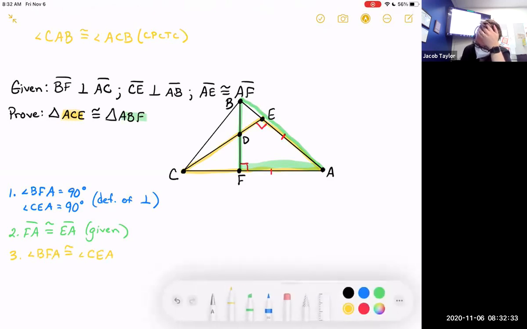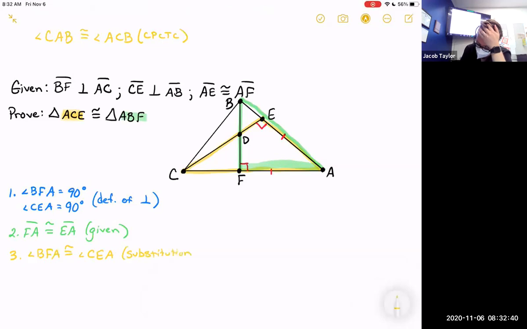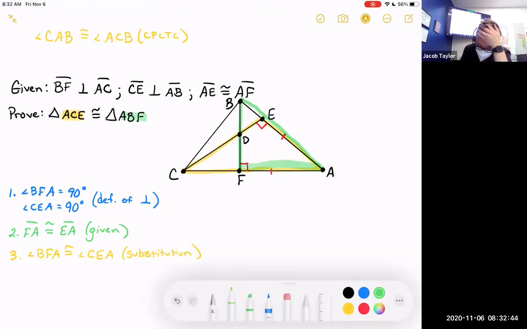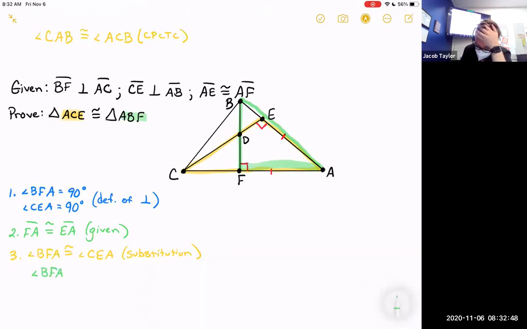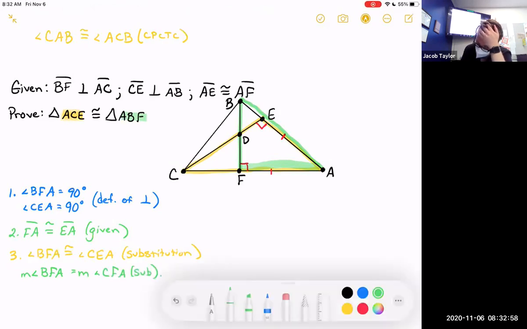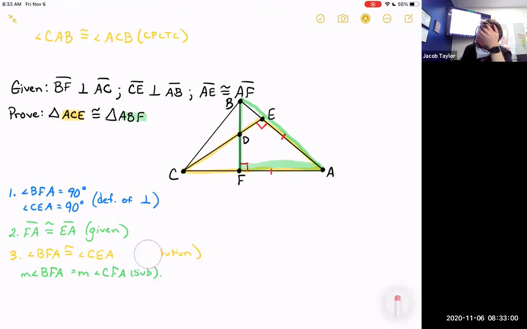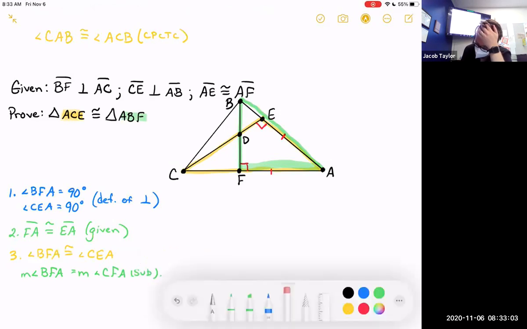Well, you know what? I need to elaborate on that a little bit. So if angle BFA and angle CFA are both 90, that's how I know by substitution. And then this reason would actually be the definition of congruence. Let's be a little more specific here.